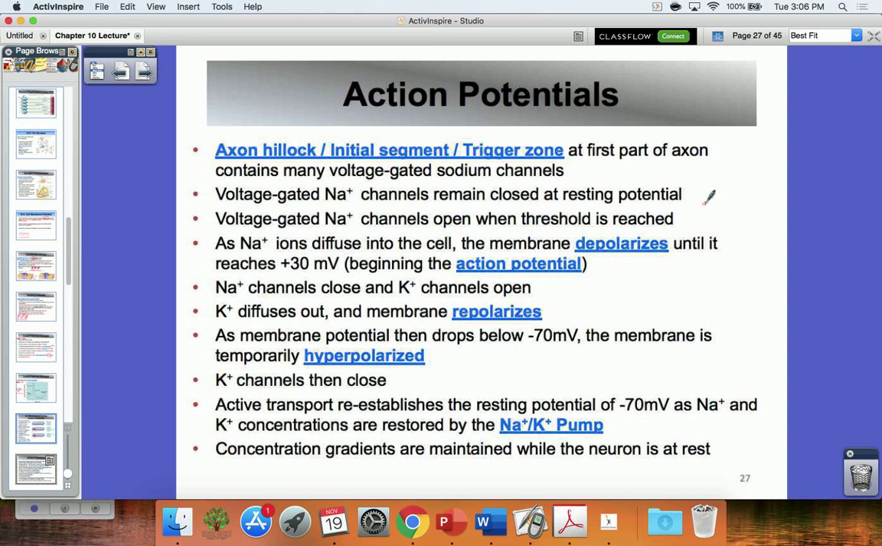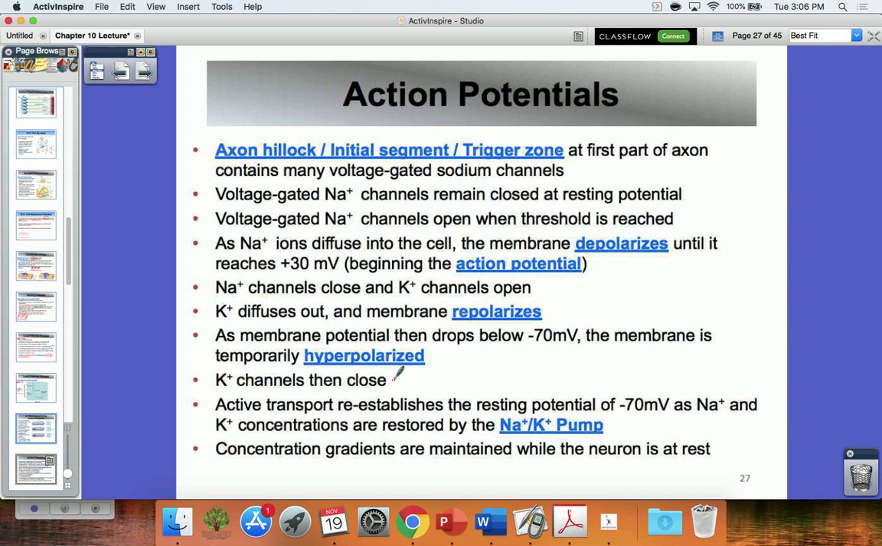Okay? And we reach that because the sodium starts to come in. It's going to continue to depolarize as sodium diffuses into the cell until it reaches about positive 30, and that's going to be our action potential. Then eventually those sodium channels are going to close up. Potassium is going to open so that we can start to repolarize, so it can go back down towards our resting membrane potential. But it will slightly hyperpolarize below that negative 70.